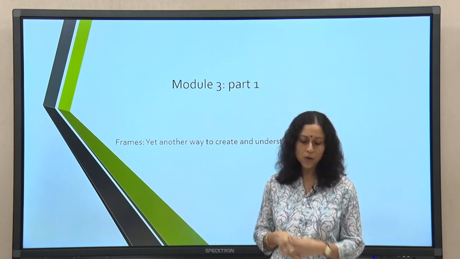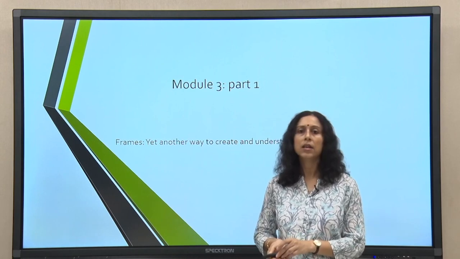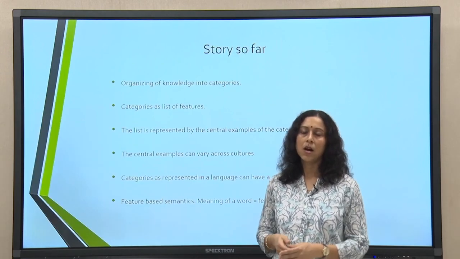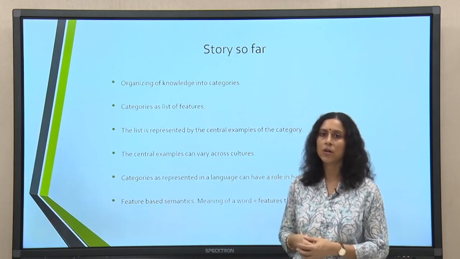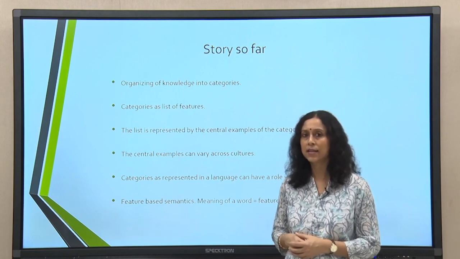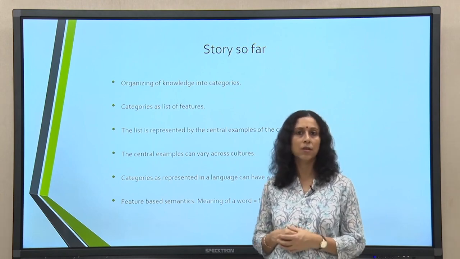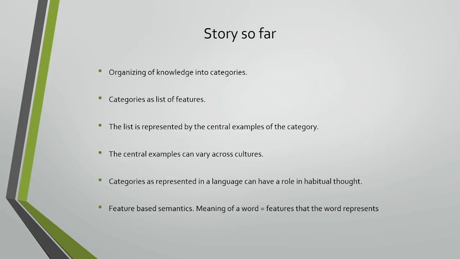To look at how we organize knowledge in the world. How do we acquire knowledge, how do we organize knowledge, and how do we utilize that knowledge is what cognition is all about. So, we started with one of the most primary functions of the human brain, which is categorization. Categorization is a primary mental faculty, which helps us organize knowledge into categories in the human mind.